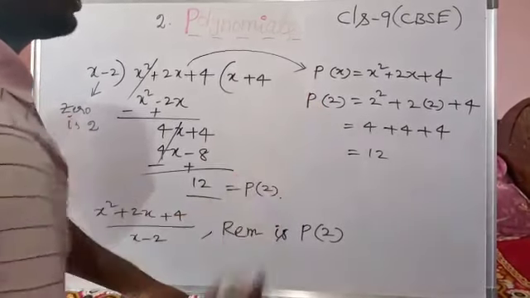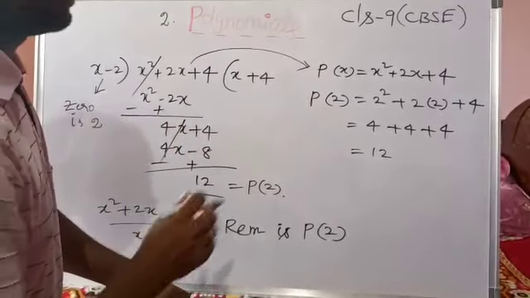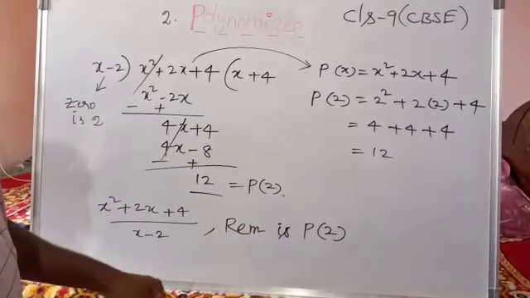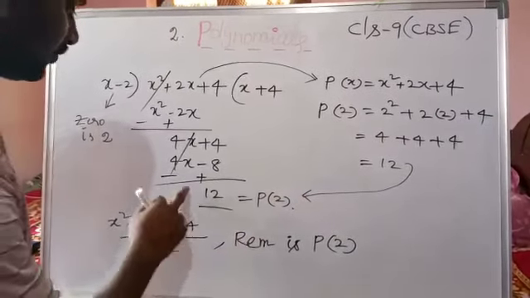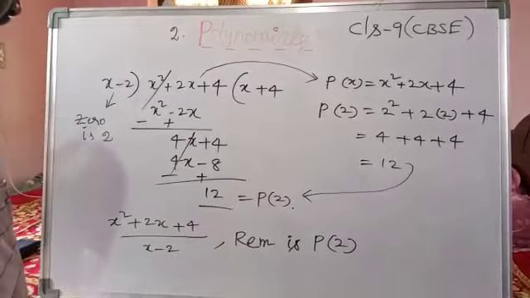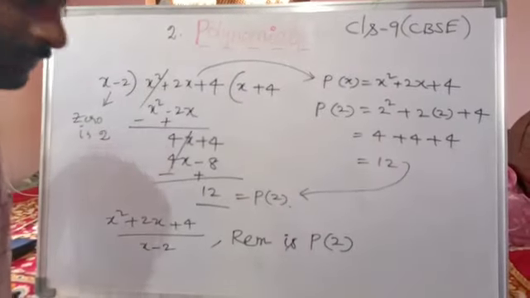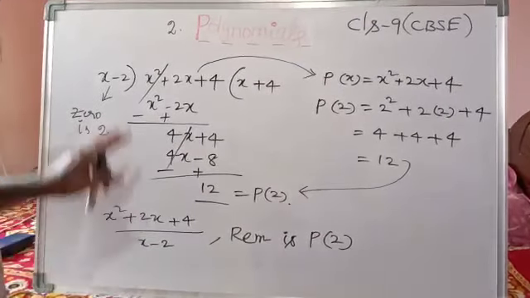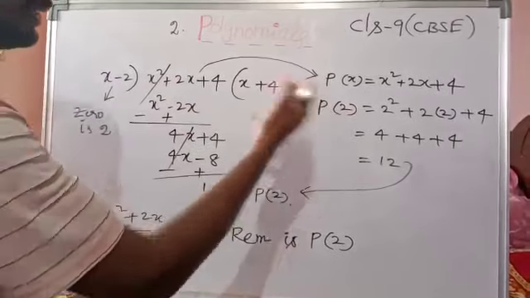As we know, p of 2 is the value of polynomial p of x at x is equal to 2. So p of 2 is equal to 12. So what you have observed here, students, is that the remainder is 12 and p of 2 is also 12. That means when x square plus 2x plus 4 is divided by x minus 2, the remainder would be p of 2, students. So without following this long division method, you can easily find the remainder.